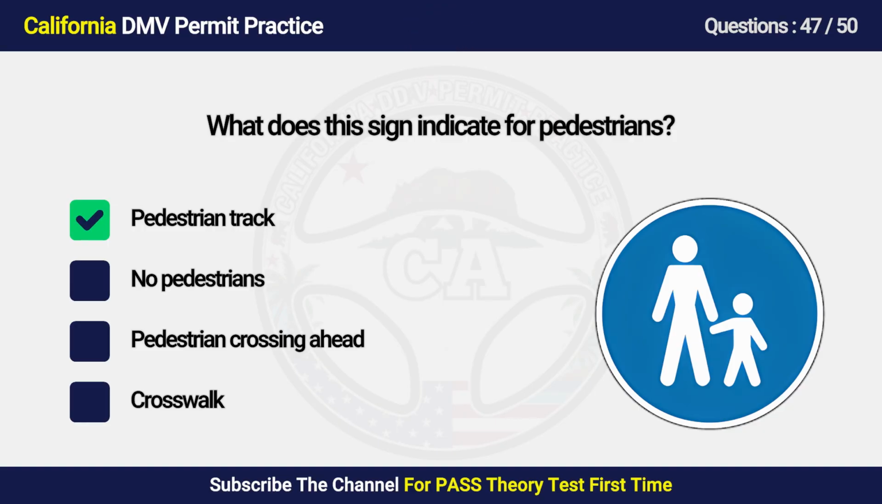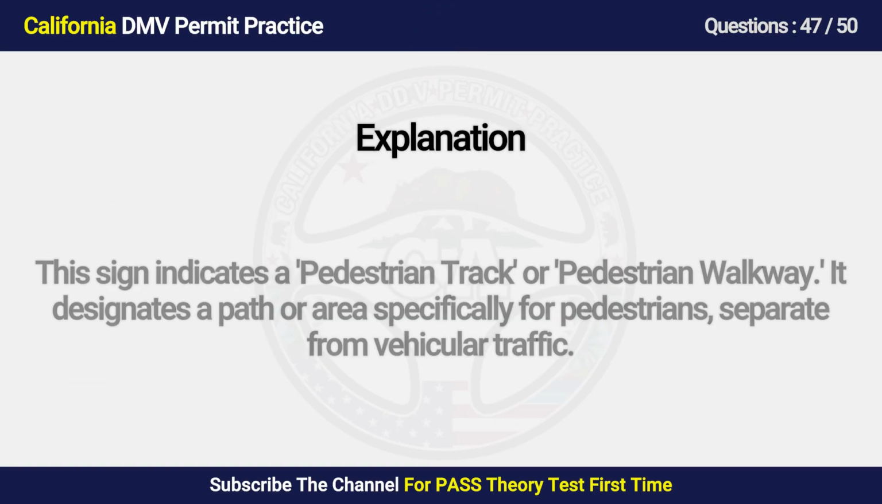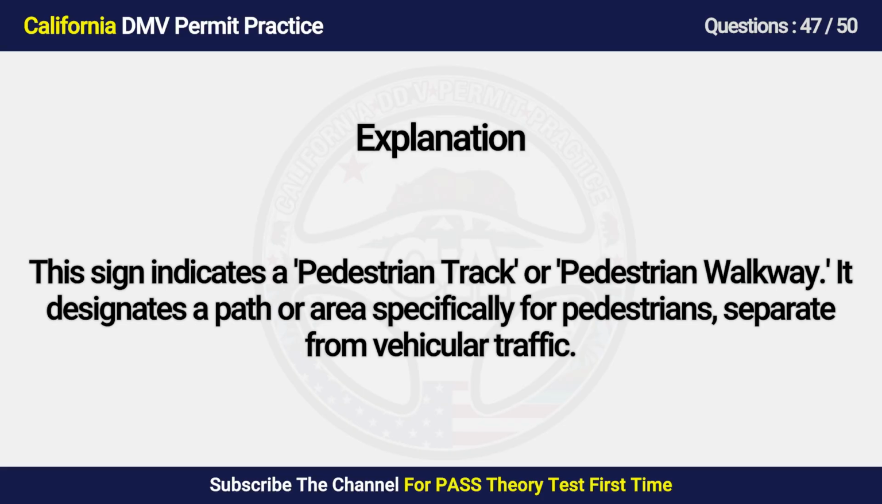Answer is A. Pedestrian track. This sign indicates a pedestrian track or pedestrian walkway. It designates a path or area specifically for pedestrians, separate from vehicular traffic.